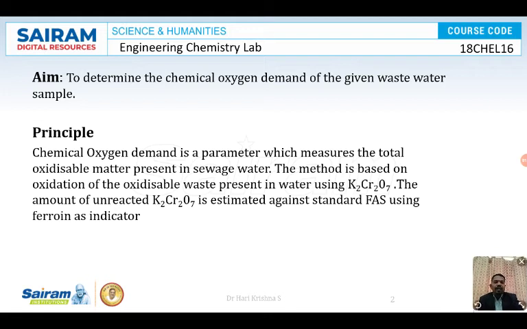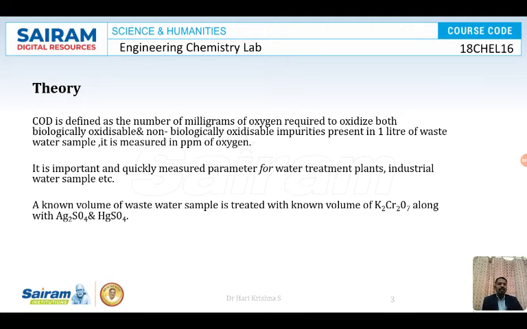The chemical oxygen demand, or COD, is a parameter that measures the total oxygen required to oxidize both organic and inorganic waste in sewage water. We are not going to directly send oxygen. Instead, we are going to use a strong oxidizing agent, that is potassium dichromate. The amount of unreacted K2Cr2O7 will be estimated against FAS using ferroin as an indicator. COD is defined as the milligrams of oxygen required to oxidize both organic and inorganic waste present in 1 liter of wastewater using a strong oxidizing agent such as potassium dichromate.